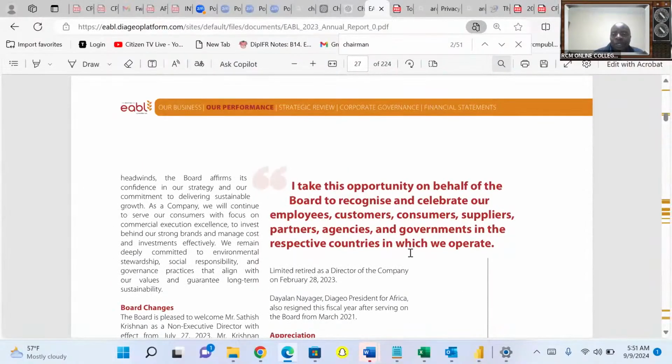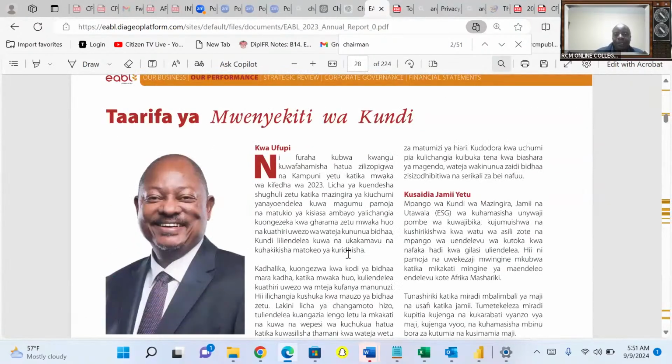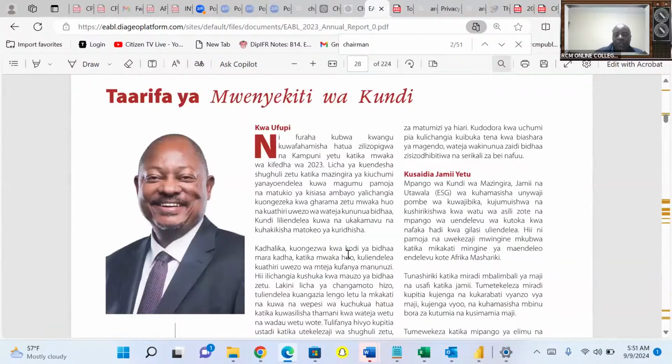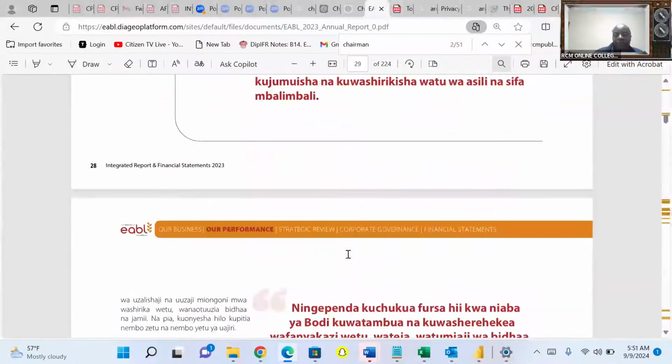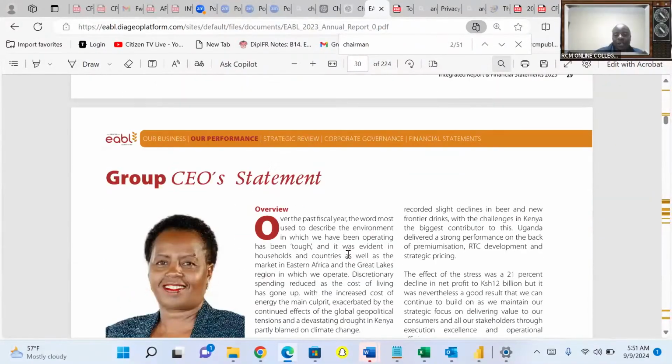I take this opportunity on behalf of the board to recognize and celebrate our employees, customers, consumers, suppliers, partners, agencies, and governments in respective countries in which you operate. You know, you do it in English and the Kiswahili. It's a listed company that is provided for under CMA.